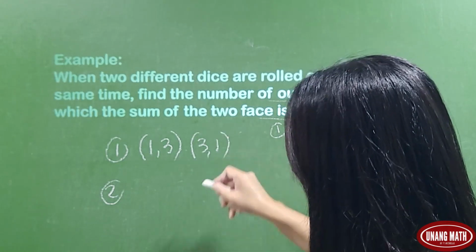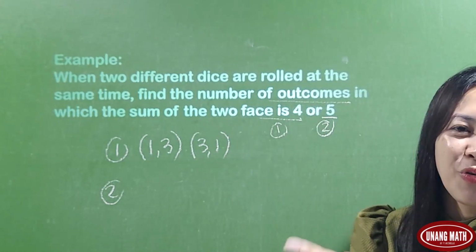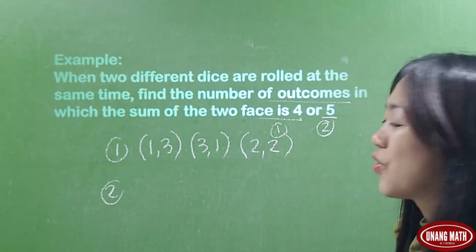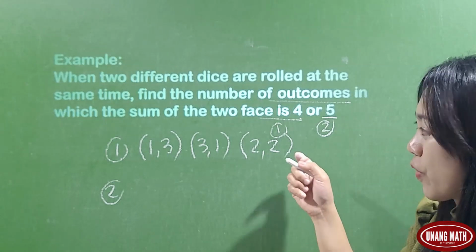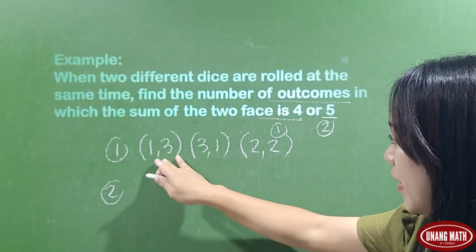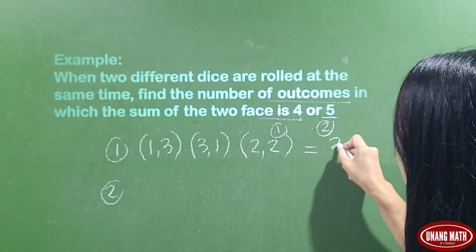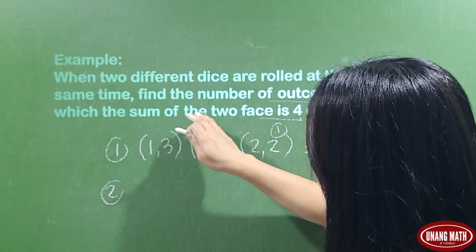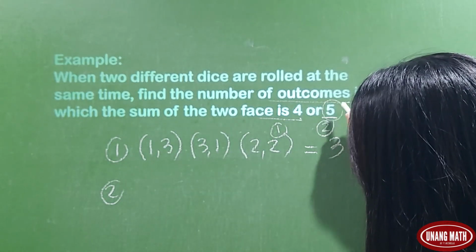3 and 1. 3 plus 1 is also 4. And we have here 2 and 2 because 2 plus 2 is 4. Other than these pairs, no more. So we have here 3 outcomes. What about sum of the two faces is 5?